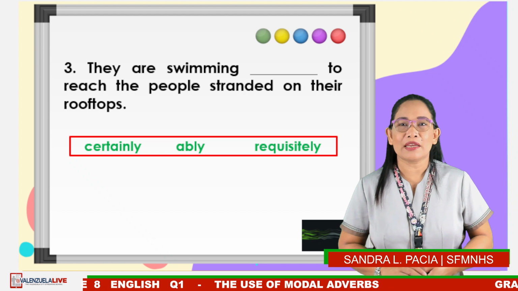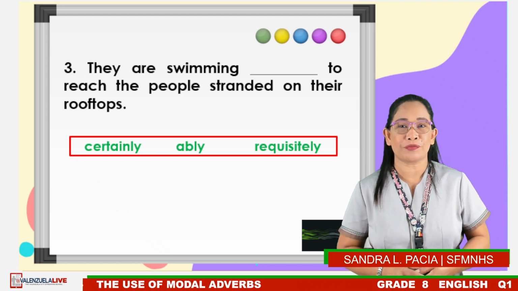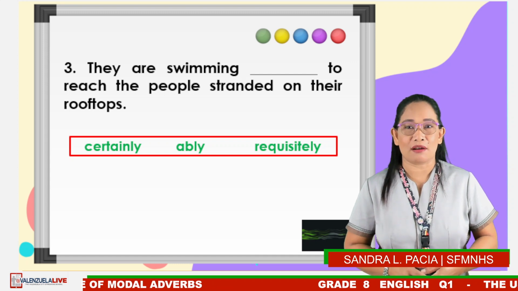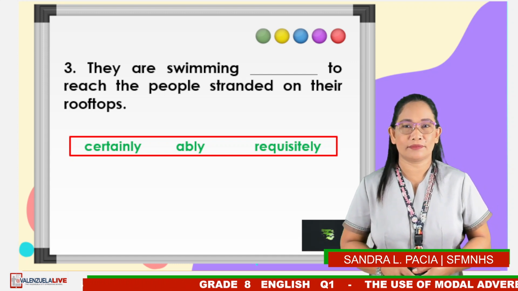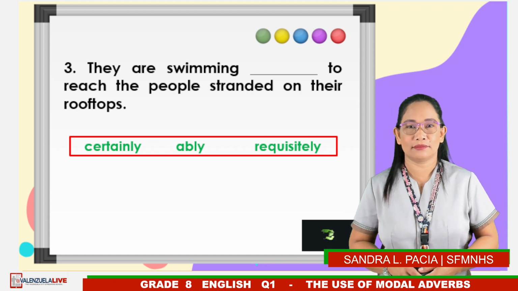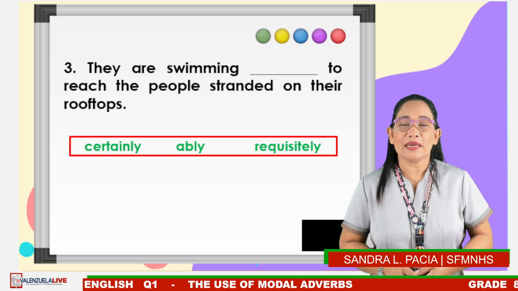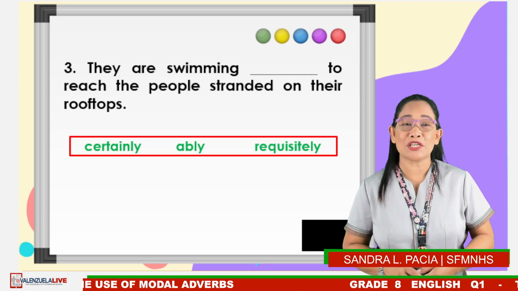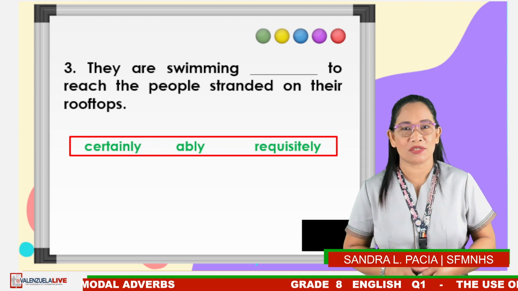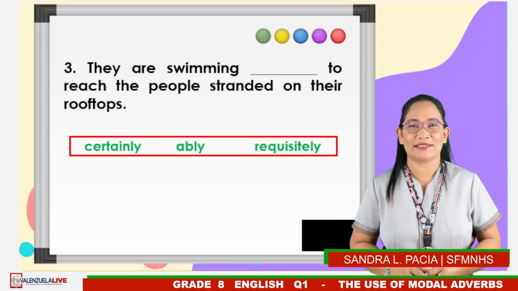Number 3. They are swimming blank to reach the people stranded on their rooftops. The choices are certainly, ably, requisitely. In this sentence, the subject is a skillful swimmer. That is why ably is the correct answer. So if your answer is ably, then you are amazing.